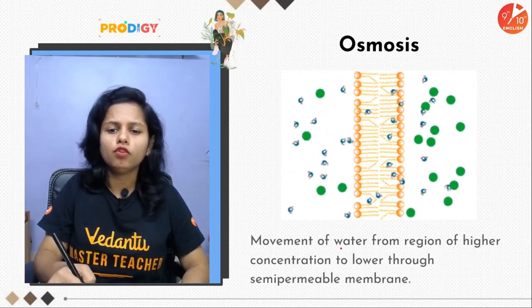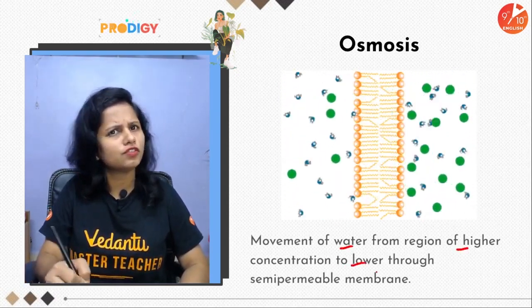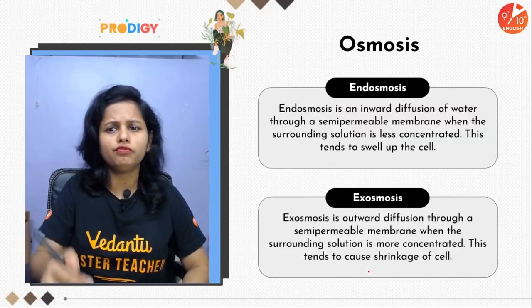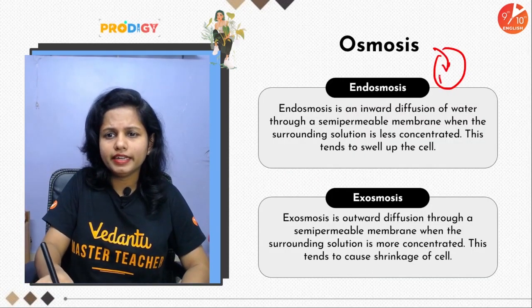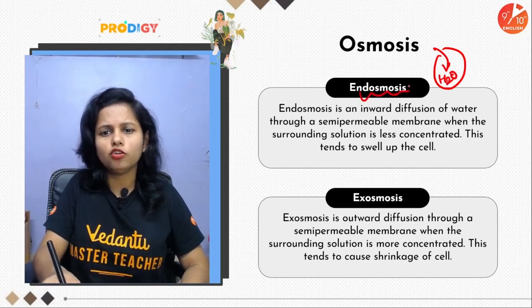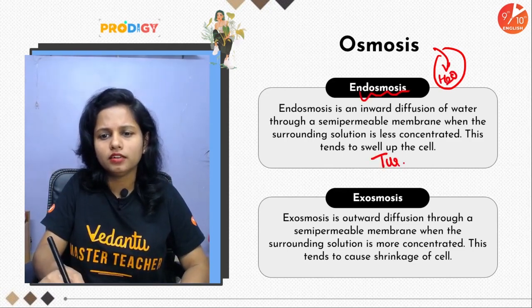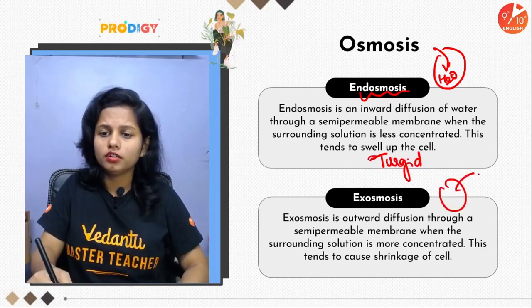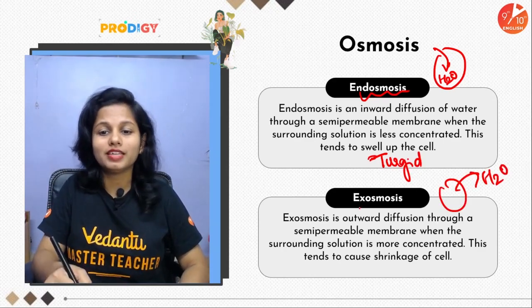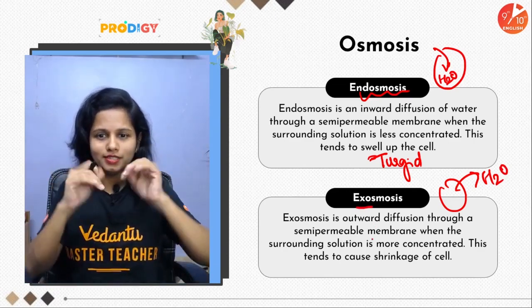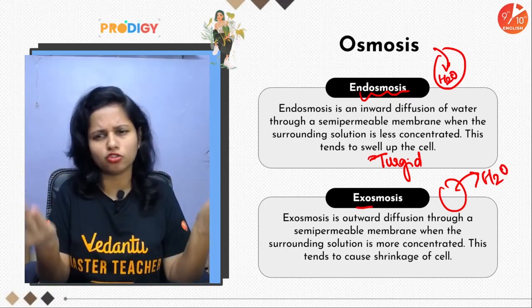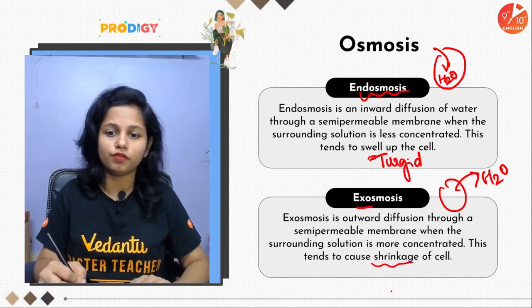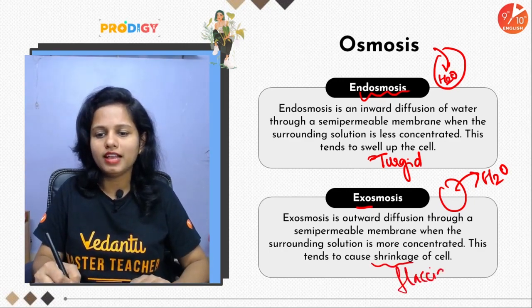Then guys, when we talk about osmosis, I already told you it's the movement of water molecules from a region of high concentration to low concentration through a semi-permeable membrane. I also mentioned to you that if water enters inside, it's called endosmosis. It will make the cell turgid, that is, the cell swells up. And if the water leaves the cell, it's called exosmosis. Endo inside, exo outside. Endosmosis and exosmosis. And exosmosis will cause the shrinkage of the cellular content, what we call flaccid.